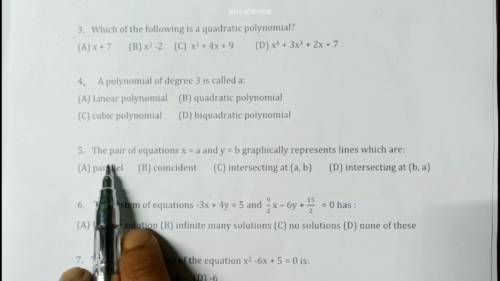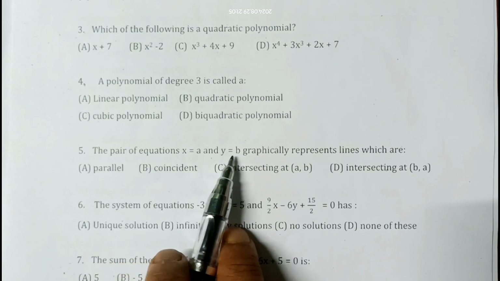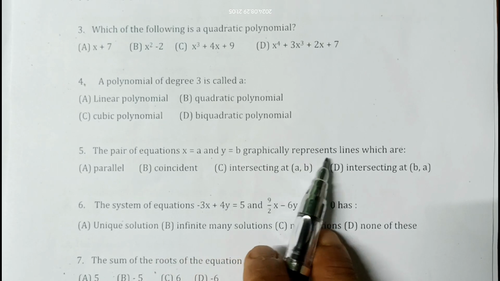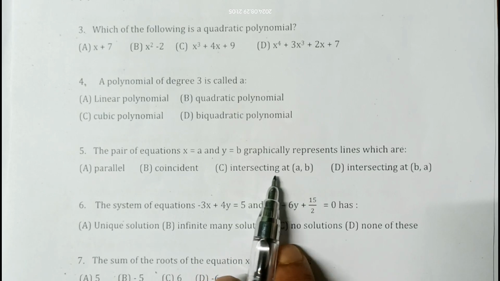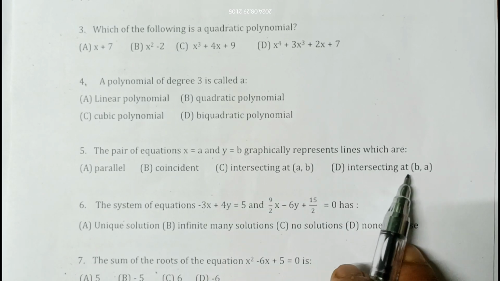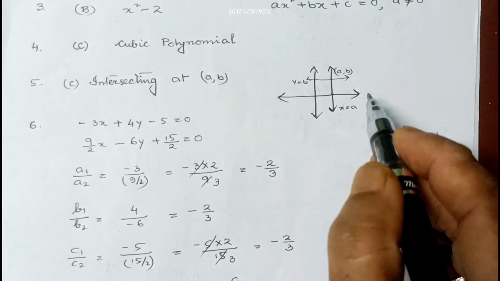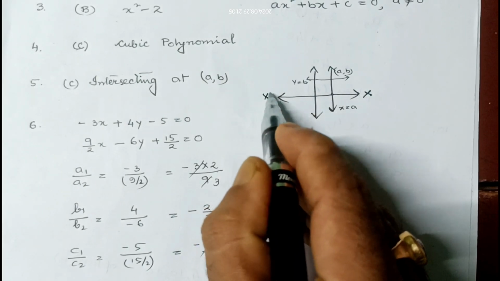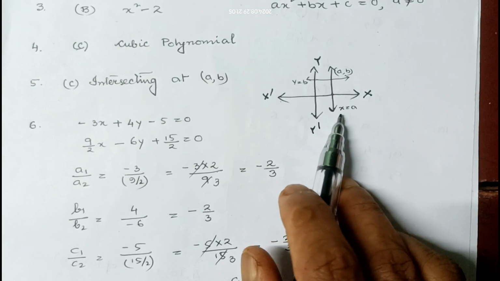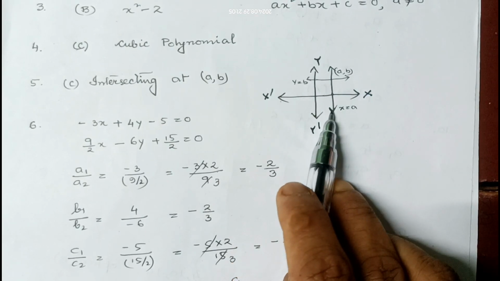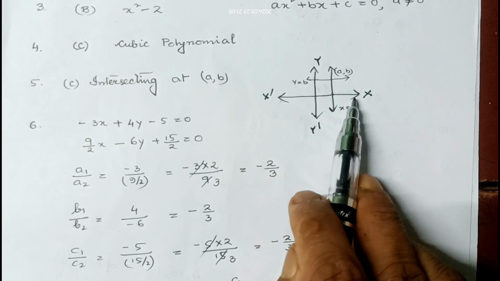In question number 5 it is given, the pair of equations x equals a and y equals b graphically represents lines which are parallel, coincident, intersecting at a comma b, and intersecting at b comma a. Now if we draw these two lines, suppose this is the x-axis, x prime, and this is the y-axis, then x equals a will be a line which is parallel to the y-axis and y equals b will be a line which is parallel to the x-axis.